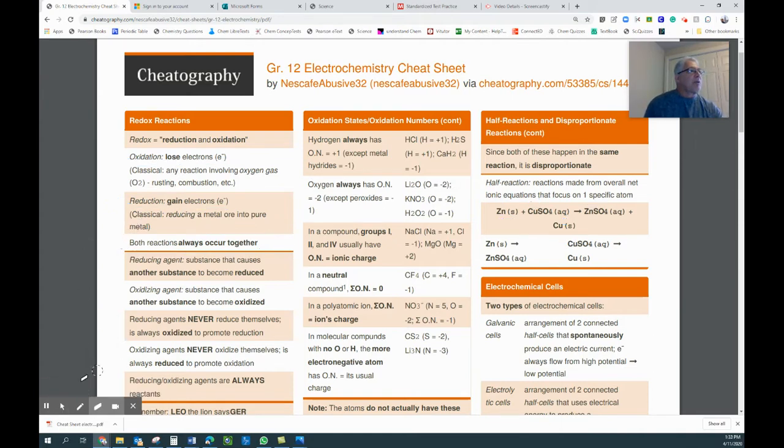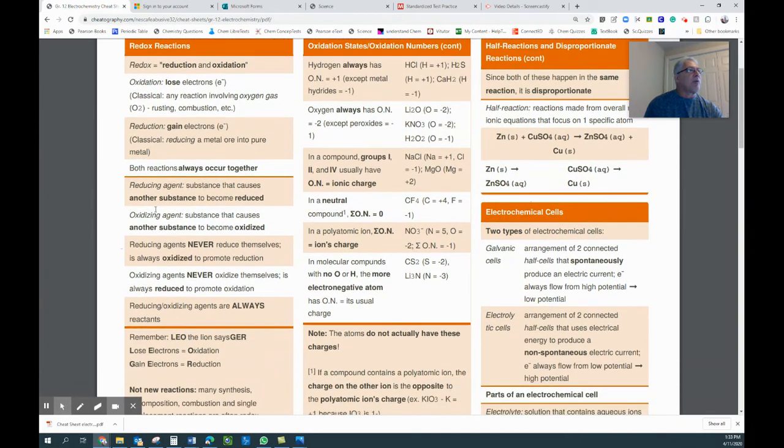The next important concepts that you need to know are the following: reducing agents and oxidizing agents. Let's go over them. A reducing agent is the substance that causes another substance to be reduced. For instance, in this example here, zinc is experiencing oxidation because it goes from 0 to 2 positive. So zinc will be acting as a reducing agent because it's oxidizing itself.